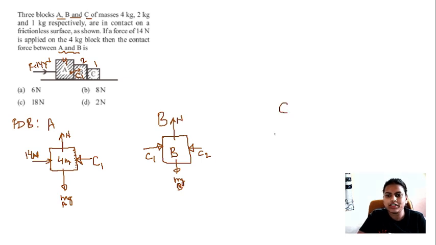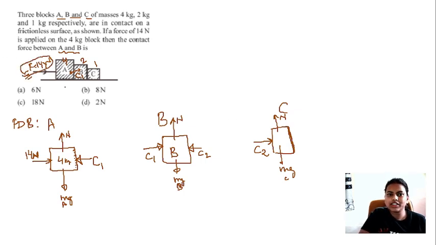If I draw the C free body diagram, it would be mg acting in the downward direction, normal in the upward direction, and the object B would apply the force on C, which is C2. This end of C is free, so no force is applying on this part. And because of this force, this entire system must be moving with some acceleration.